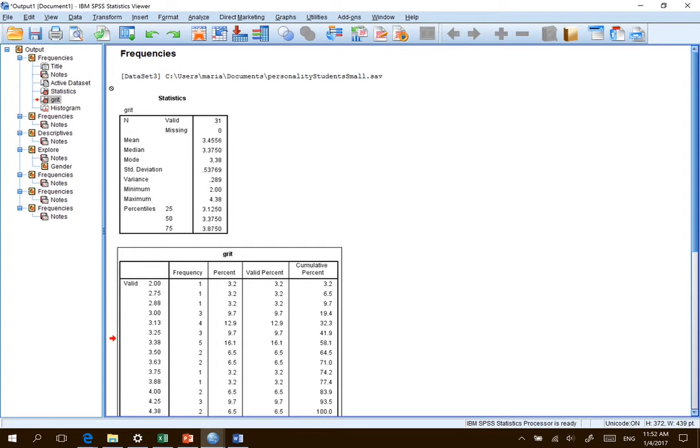And here we have our results. So the first table that is shown gives us the basic statistics of the grid scale. We see that we have 31 respondents, which is this. We have no one missing, and we have a mean of 3.46, a median of 3.38 if you round it, and a mode of 3.38. As you can see, the measures of central tendency are very close to each other.